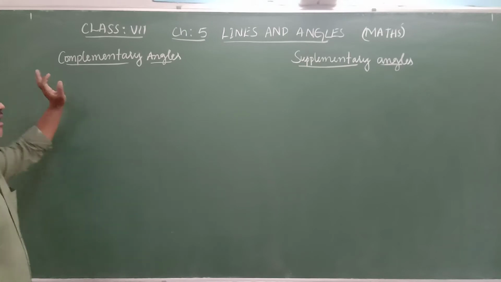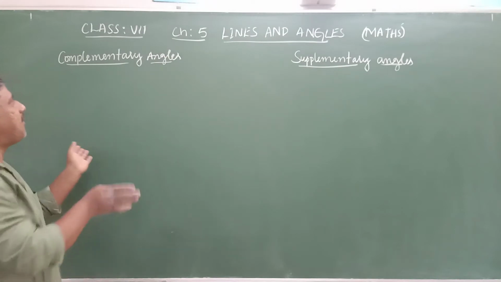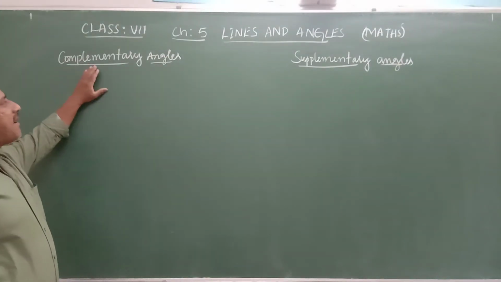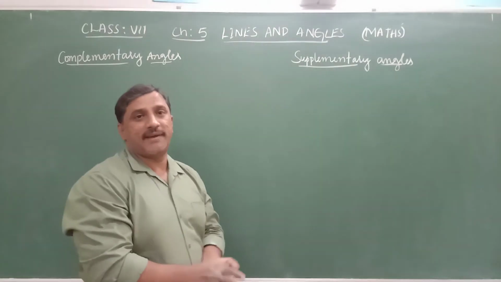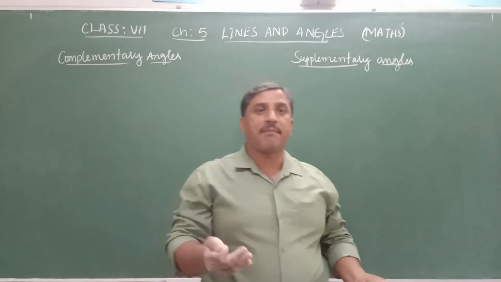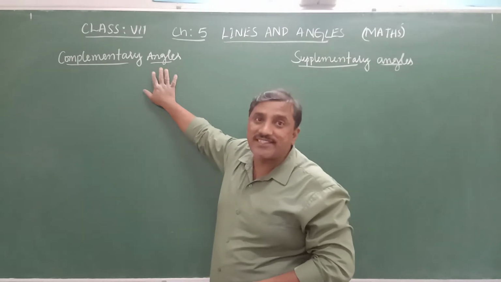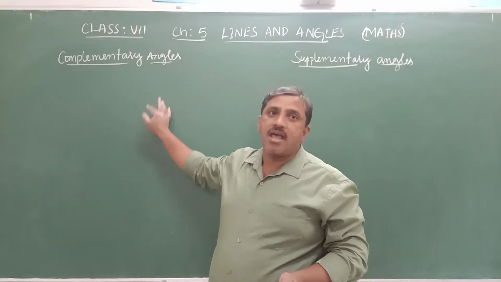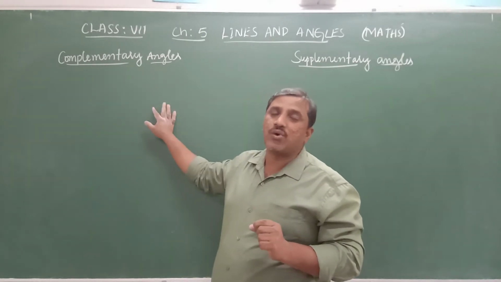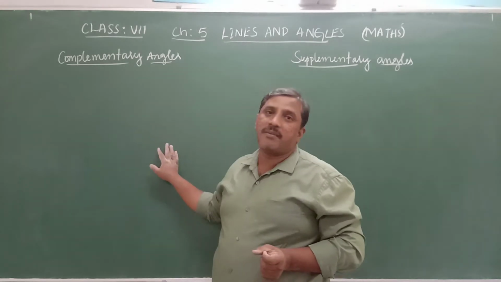Now we will discuss complementary angles and supplementary angles. What are complementary angles and what are supplementary angles? Complementary angles mean a pair of angles, that is 2 angles. Supplementary angles are also a pair of angles. A pair of angles whose measure is equal to 90 degrees, or a right angle, are known as complementary angles.